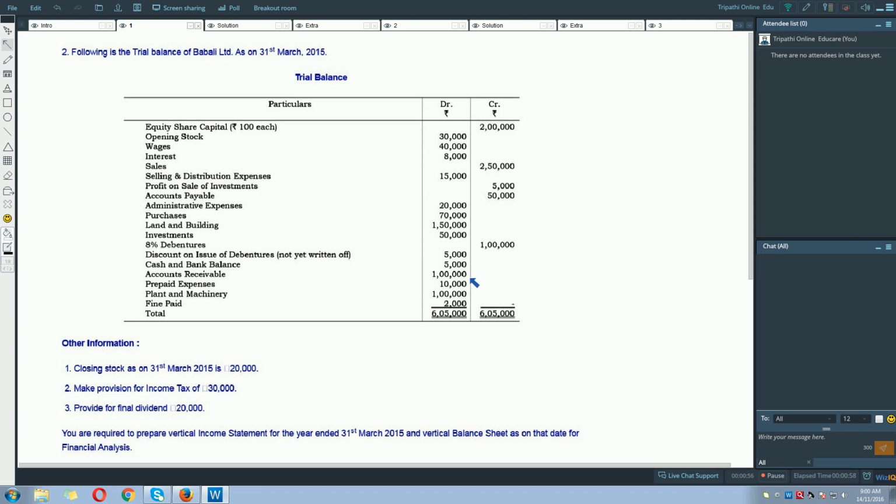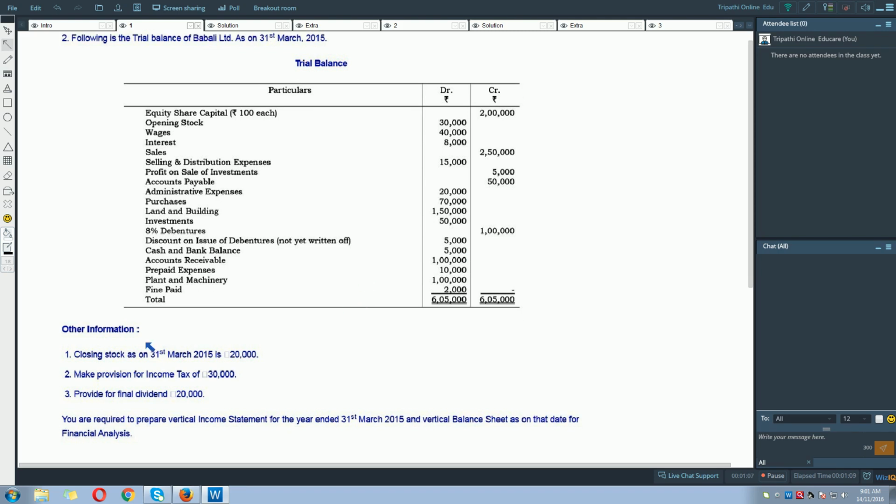cash and bank balance 5,000, accounts receivable 1 lakh, prepaid expenses 10,000, plant and machinery 1 lakh, fine paid 2,000. Okay, so these are the details of the trial balance.